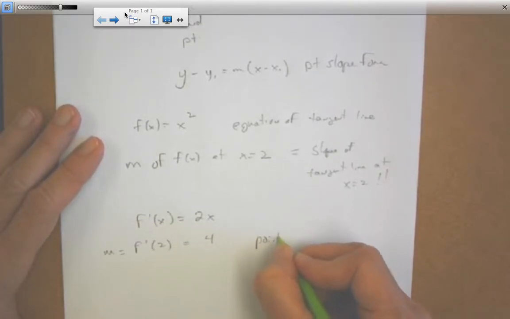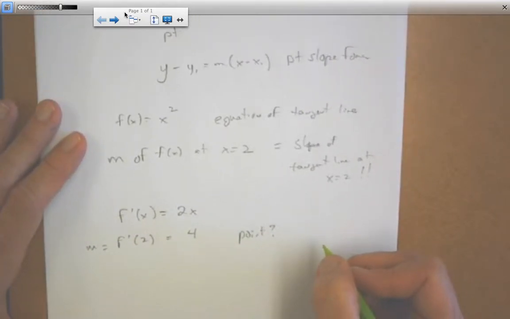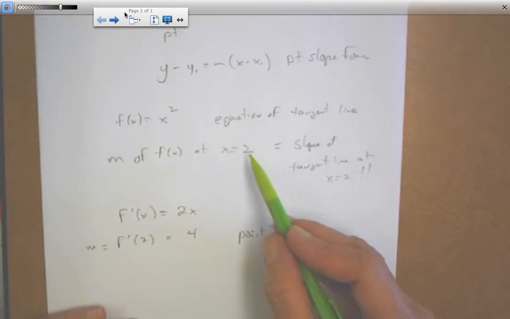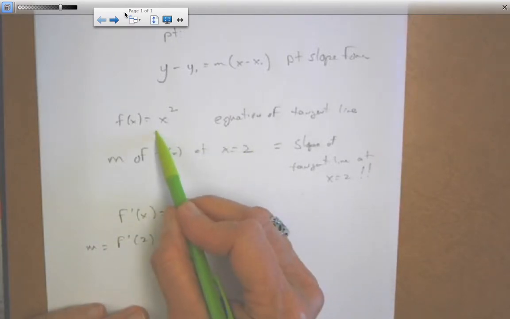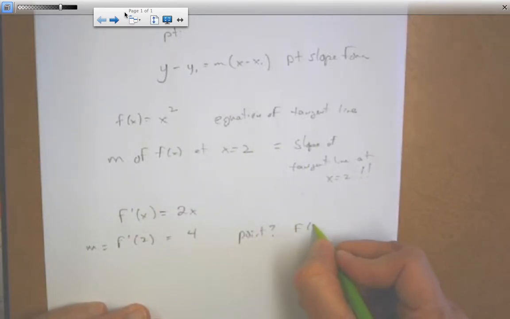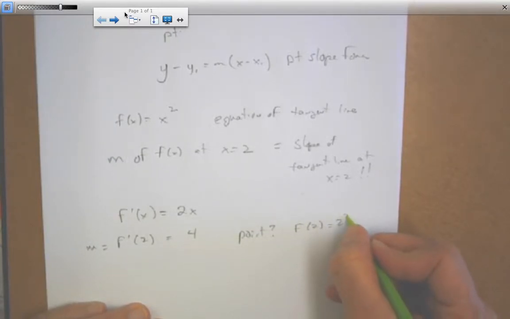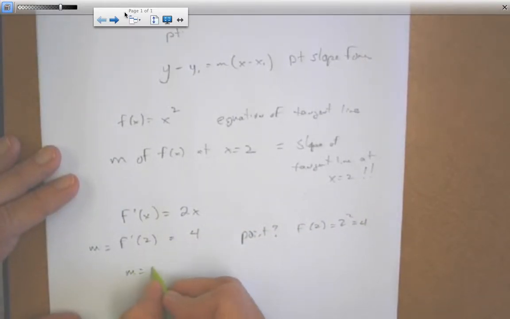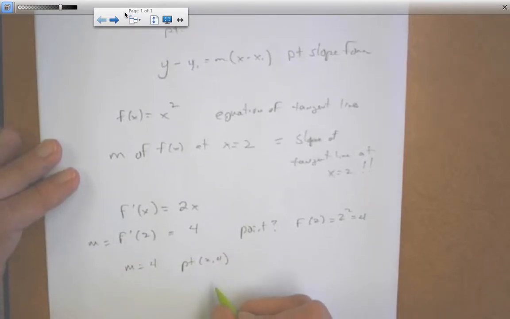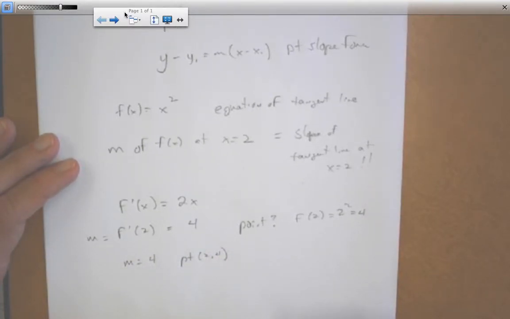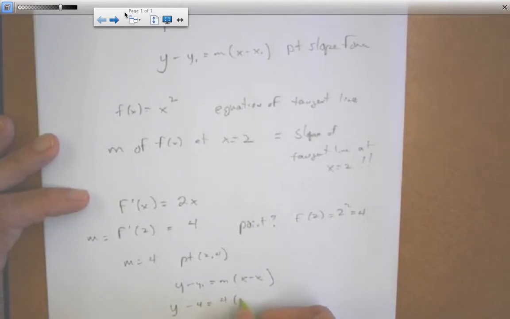Where's my point? Well, I know that the tangent line's got to contain that point at 2 on the curve f of x equals x squared. So let's find f of 2. F of 2 is 2 squared, which is 4. So my slope is 4. My point is 2, 4. So let's plug it into y minus y1 equals m times x minus x1, point slope form. So y minus 4 equals 4 times x minus 2.